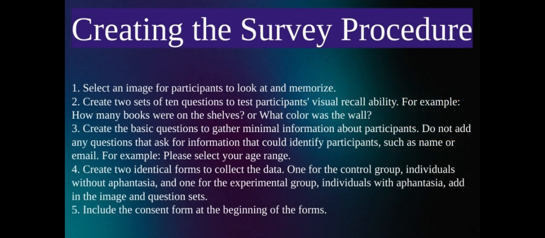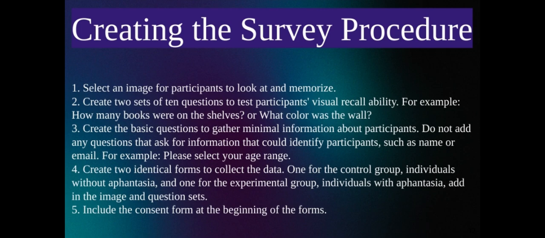Creating the survey procedure. First, select an image for participants to look at and memorize, such as the one on the previous slide. Second, create 2 sets of 10 questions to test participants' visual recall ability, such as how many books were on the shelves or what color were the shoes. Third, create the basic questions to gather minimal information about participants, such as please select your age range or preferred gender. Do not add any questions that ask for information that could identify participants, such as name or email.